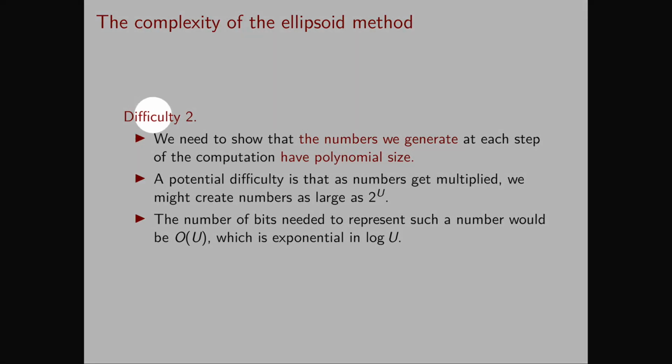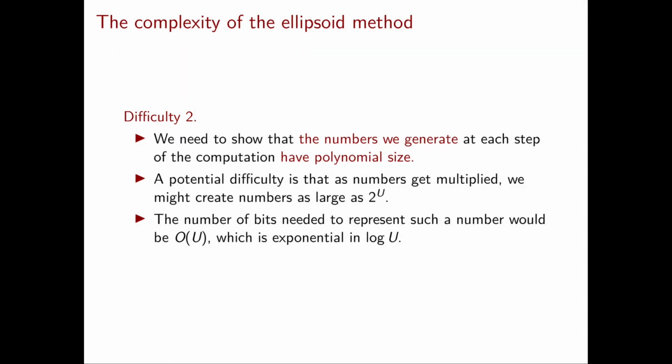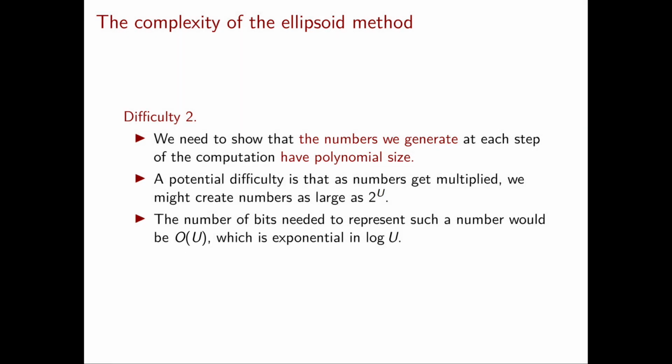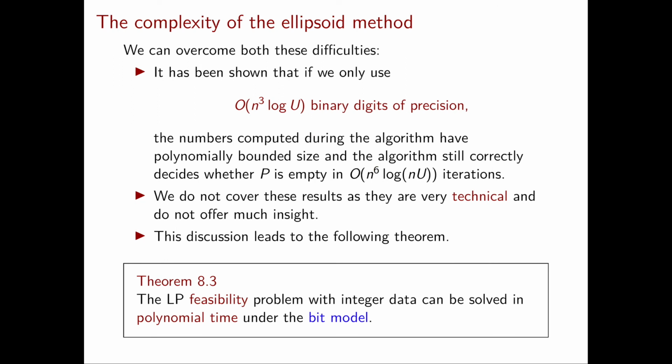The next difficulty is in a way connected with the previous one, but it is a little bit more general. In fact, we need to show that all the numbers that we generate at every step of the computations have polynomial size. So we don't have a potential problem only when we compute the square root, but also when we recursively multiply numbers. In fact, by multiplying numbers recursively, potentially you might create numbers as large as 2^U. This would be a problem because the size of 2^U is big O of U, which is exponential in log U. Fortunately, both these difficulties can be solved, and they can also be solved in a fairly elegant way.